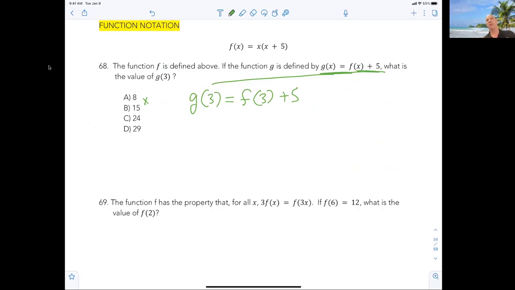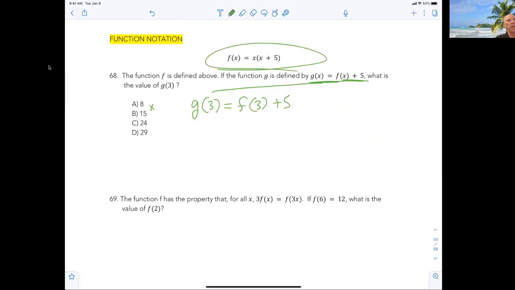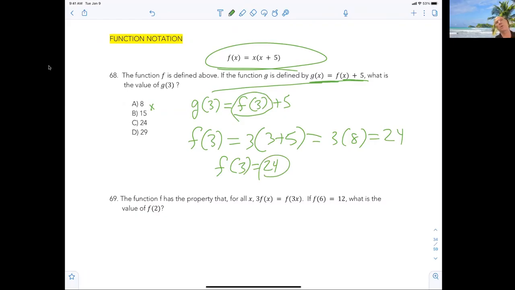F of 3. So F of 3 is going to be obtained using that. F of 3 is equal to 3 times 3 plus 5. Do you understand that? And then that's 3 times 8, which is 24. Does that make sense? And now what? I am telling you that F of 3 equals 24. That means I can replace F of 3 with what? 24. How's that? Good. I'm glad.